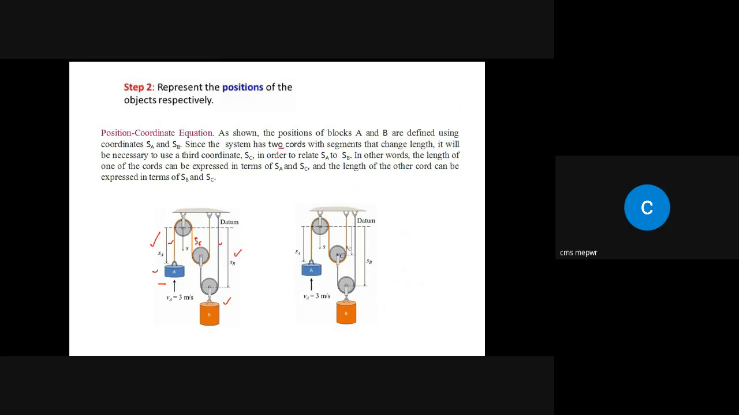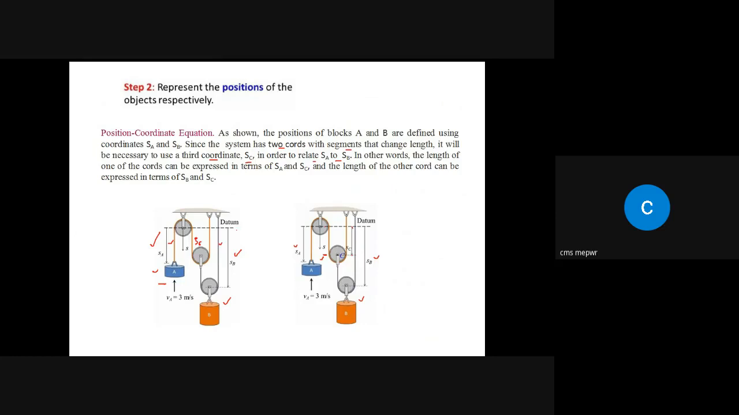Since the system has two cords with segments that change length, it is necessary to use a third coordinate, that is SC, in order to relate SA to SB. So let the position of object A from the origin or datum be SA, the position of object B from the datum be SB. Then the position of this point till this point let it be SC, and the position of this point, which is pulley C, from here till the datum, let it also be SC.